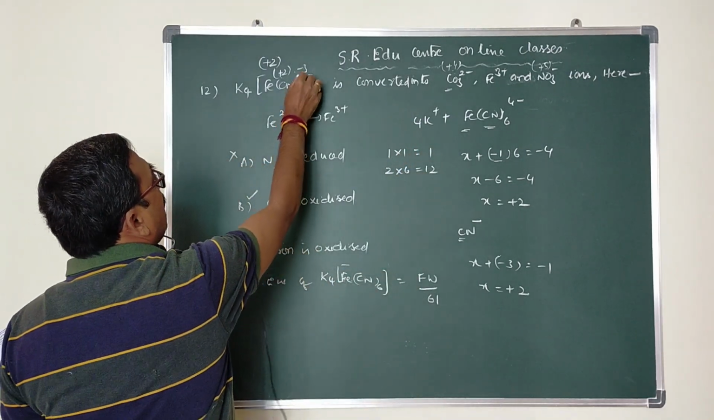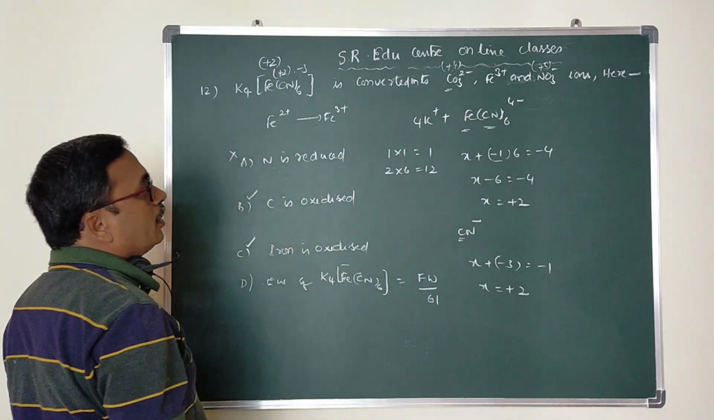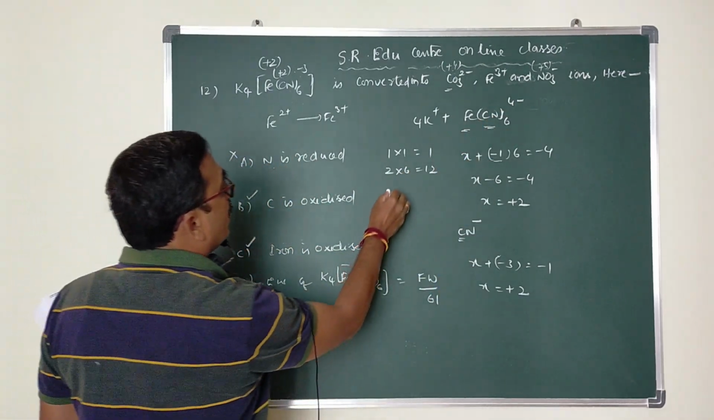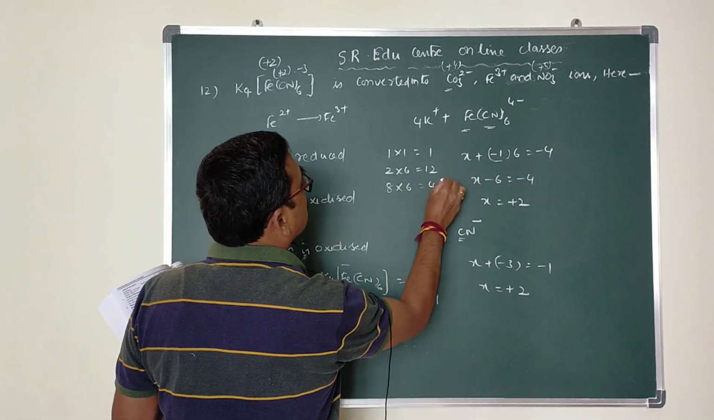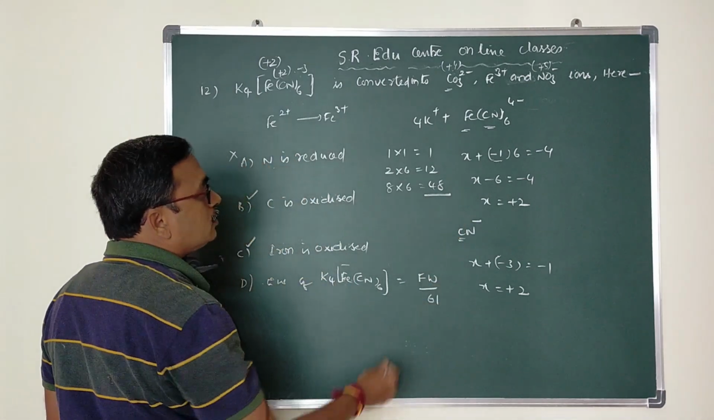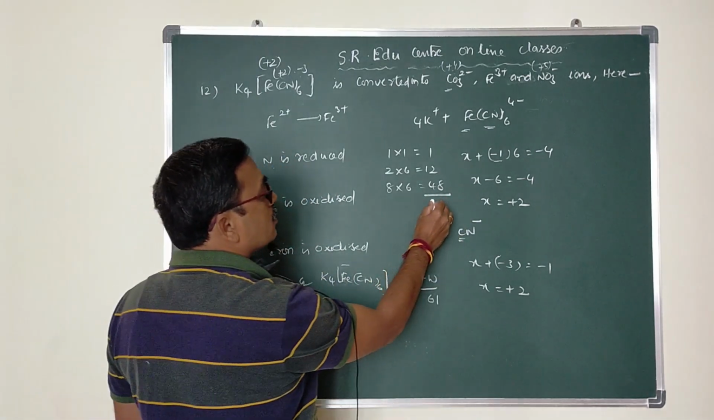Oxidation state of nitrogen is -3 and in the products +5. -3 to +5 means change is 8. How many atoms are there? 6. So 8 into 6, 48. So total change is 61. Total change is 61. N factor is 61.